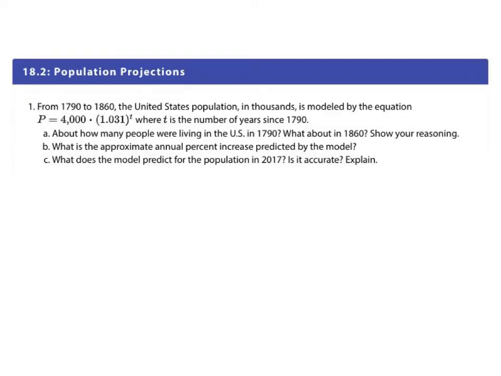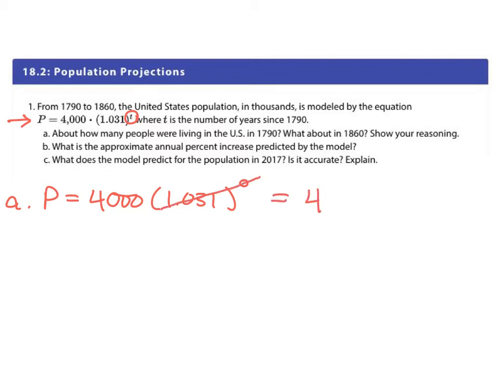All right, population projections from 1790 to 1860. The United States population in thousands is modeled by the equation given here. T is the number of years since 1790. How many people were living in the United States in 1790? In 1790, that's year 0, so I would raise it to the 0. 4,000 times 1.031 raised to the 0. That wipes this all out to 1, because anything raised to the 0 power is 1. And I get 4,000, which in thousands is 4,000,000, or 4 million.